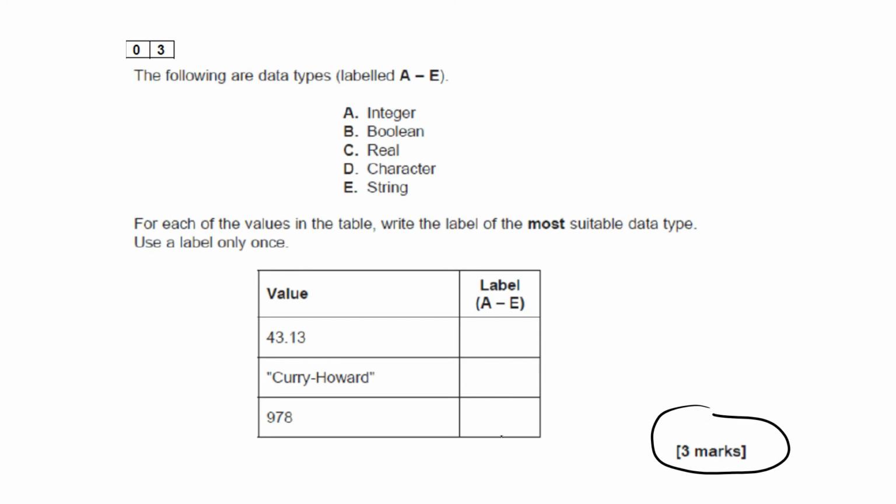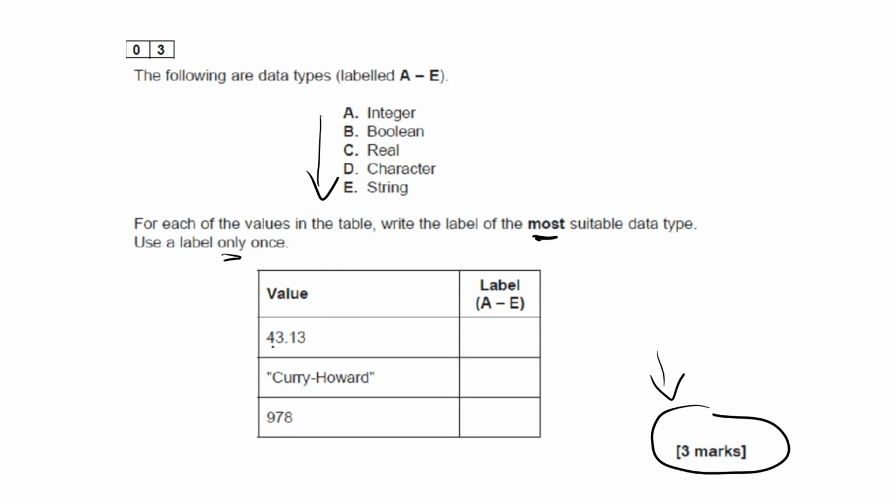So it is tick boxes kind of exercise, but it's worth 3 marks. So this is a good place to get some high marks on the exam if you know your data types well. So it says the following are data types labelled A to E. For each of the values in the table, write the label of the most suitable data type. Use a label only once. Alright, so make sure you're reading the question carefully there. So let's have a look.